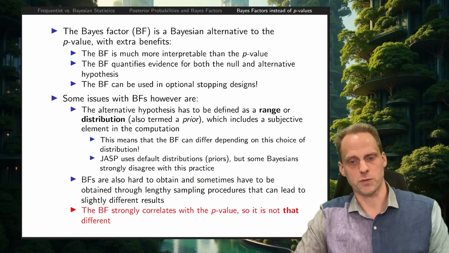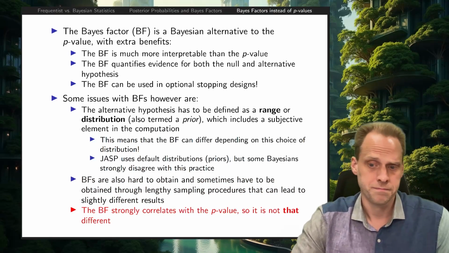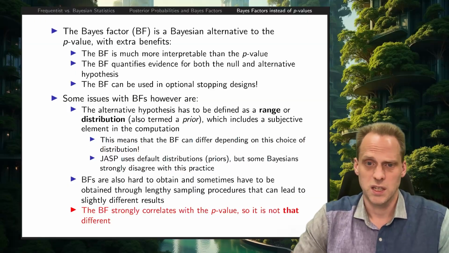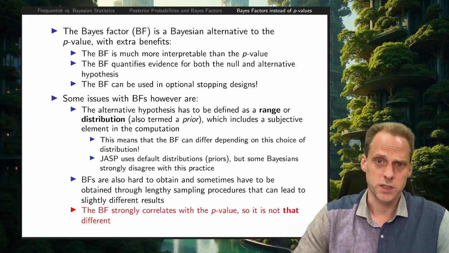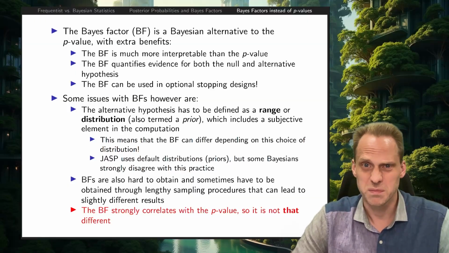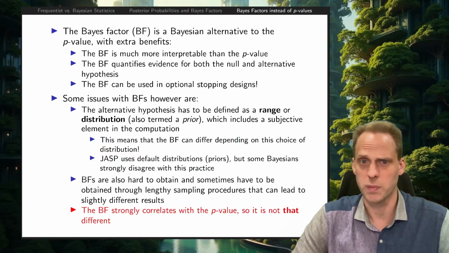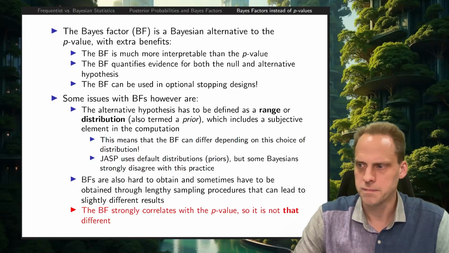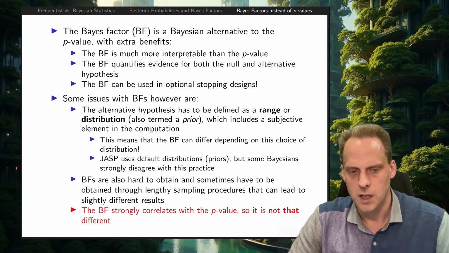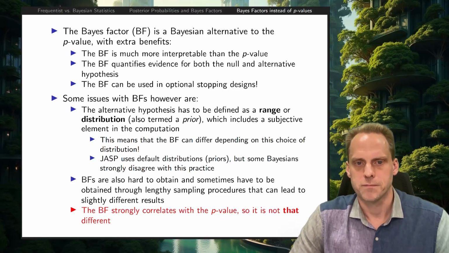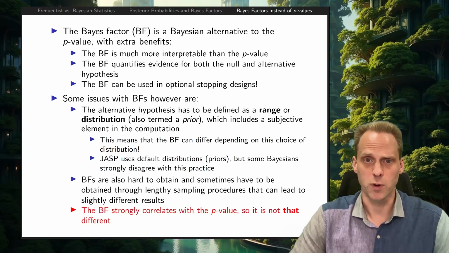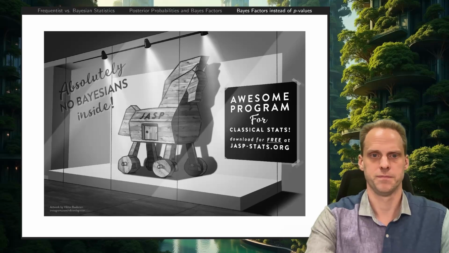And the Bayes factor also very strongly correlates with the p-value. So it is not even that different. It allows you to get evidence for the null. But basically, if you get very strong evidence according to the Bayes factor, you probably have a significant effect. But it's not always different. You might just get the same conclusion, whatever you use.